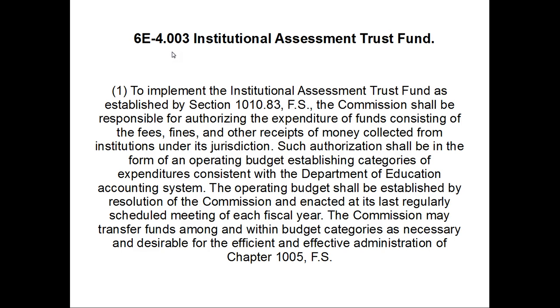6E-4003 Institutional Assessment Trust Fund. To implement the Institutional Assessment Trust Fund as established in Section 1010.83, Florida State Statutes, the Commission shall be responsible for authorizing expenditure of funds consisting of the fees, other receipts, and money collected by the institutions under its jurisdiction. Such authorization shall be reflected in the operating budget establishing categories of expenditures consistent with the Department of Education accounting. The operating budget shall be established by resolution of the Commission, enacted at the last regular scheduled meeting of each fiscal year. Funds may be transferred among budget categories as necessary for the efficient, effective administration of Chapter 1005, Florida State Statutes.